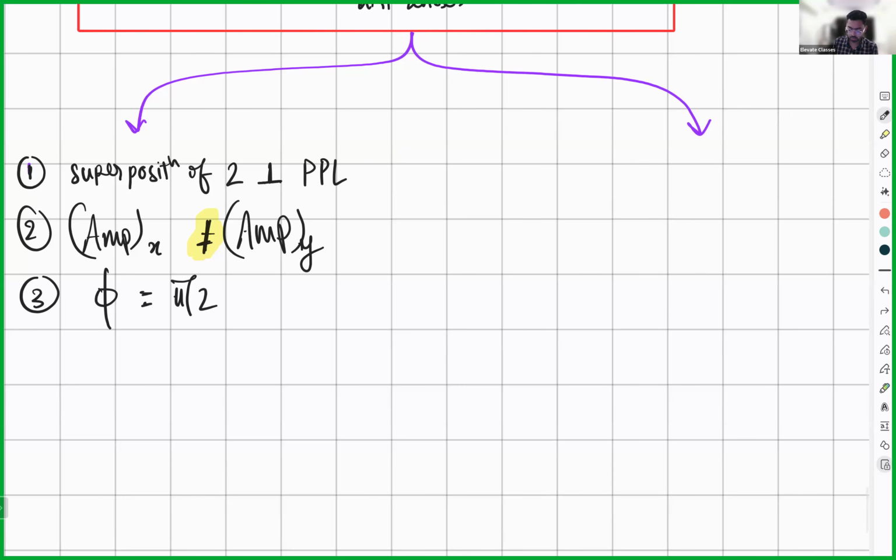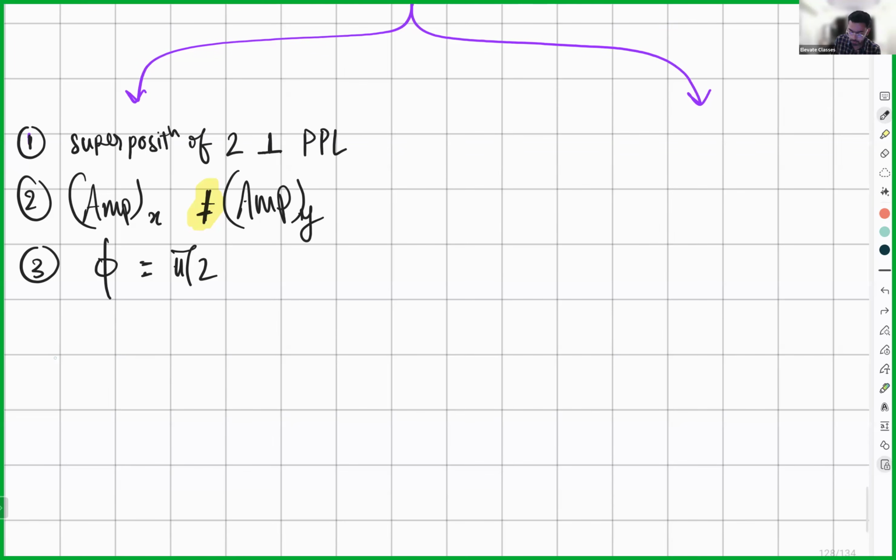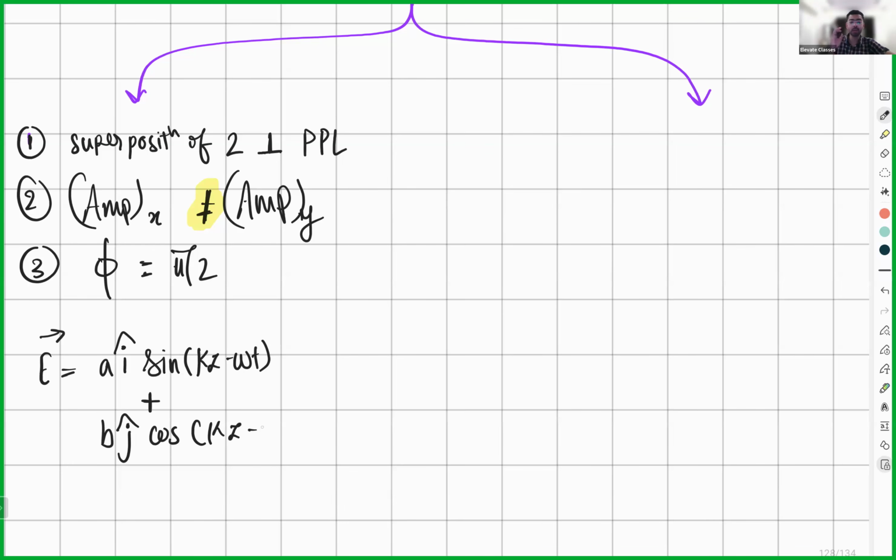Let us write an expression for this type of superposition. So it can be something like this. A i cap sine of kz minus omega t plus B j cap cos of kz minus omega t. Now you should have either a phase difference of pi by 2 or you write sine and cosine. So automatically it sets up a phase difference of pi by 2. So rest everything is matching, just the equal amplitude thing is not matching because now I have amplitudes A and B.